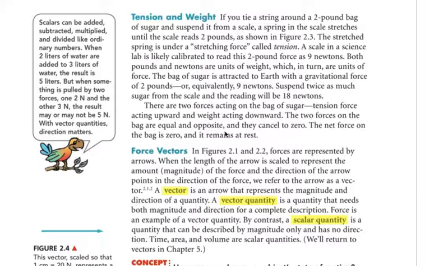Suspend twice as much sugar from the scale and the reading will be 18 newtons. There are 2 forces acting on the bag of sugar: tension acting upward and weight acting downward. The 2 forces on the bag are equal and opposite, and they cancel to zero. The net force on the bag is zero, and it remains at rest.